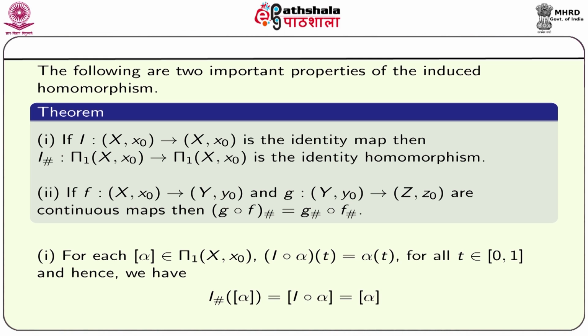Now, the second one is that if we have a continuous function f from X 0 to Y 0 and another continuous function g from Y 0 to Z 0, then we can compose them to get a continuous function g composed f from X 0 to Z 0. We can take the induced homomorphism of g composed f, that is G composed F sharp, and without composing them we can form the induced homomorphisms F sharp and G sharp, and then after that we compose them to get G sharp composed F sharp. We claim that they are equal.